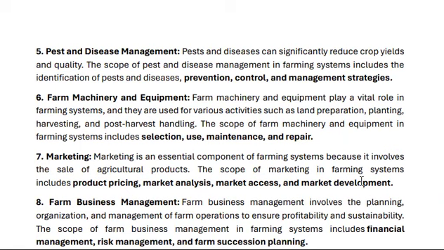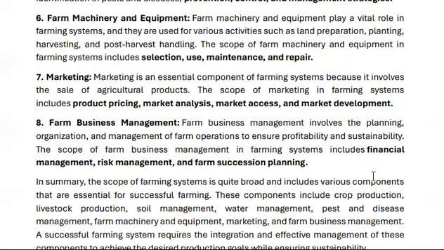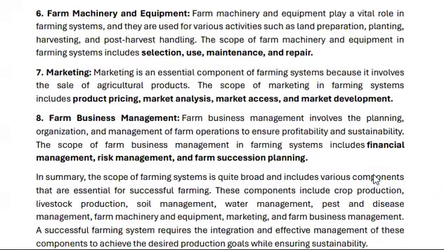So those are the 8 key components of farming systems. So in summary, the scope of farming systems is quite broad, and includes various components that are essential for successful farming.